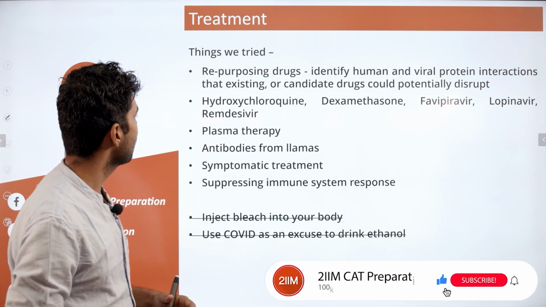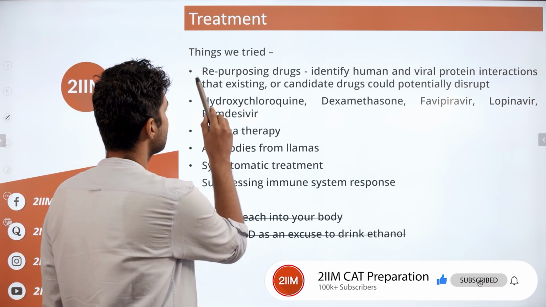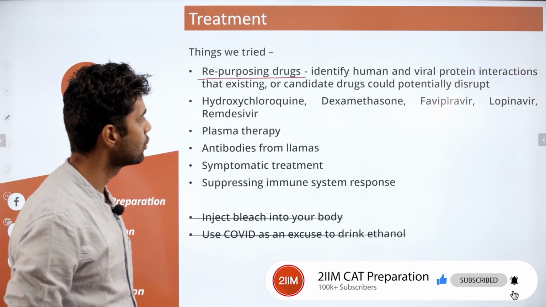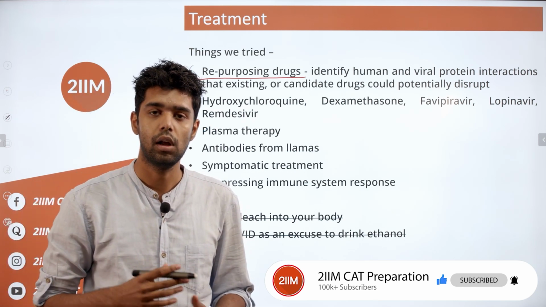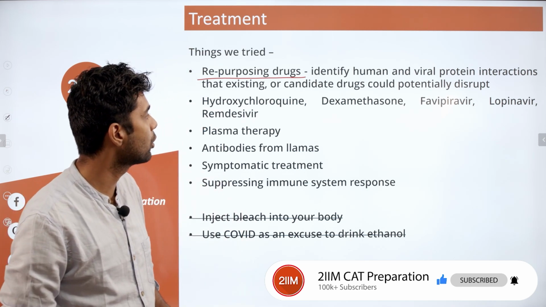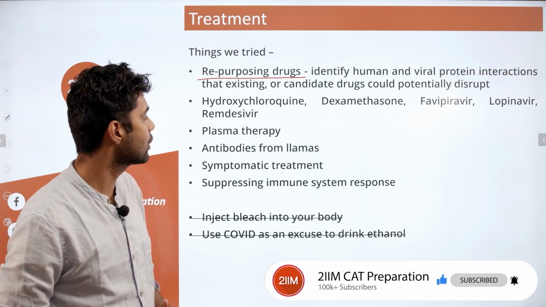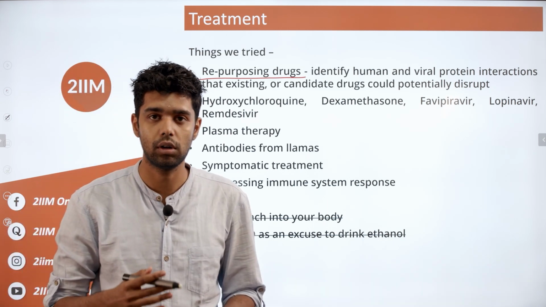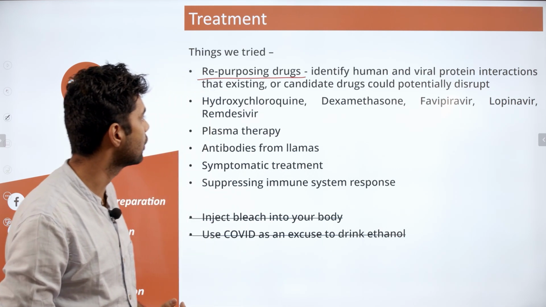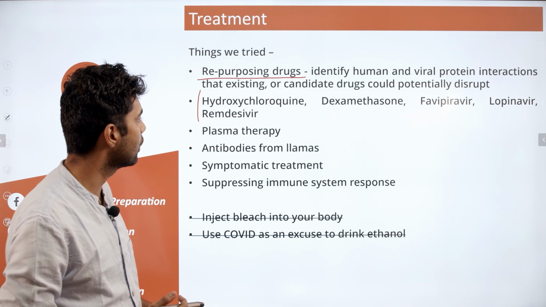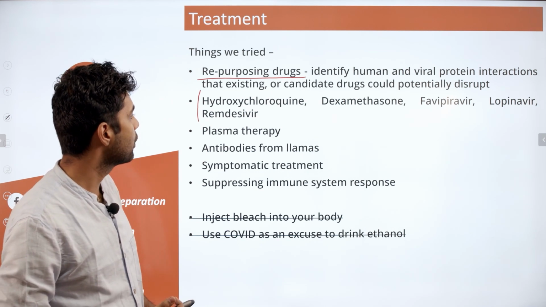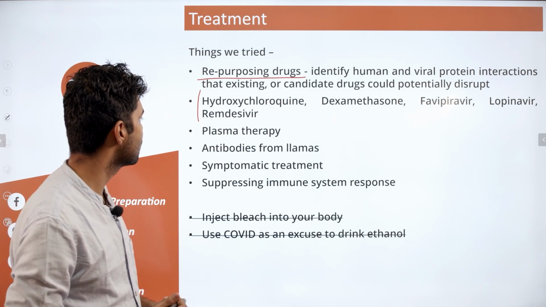So what is the first thing that we have done for treatment? We've tried to repurpose different drugs that already exist. So how do you do that? You first try to understand the interactions between the human cells and the viral protein. And after understanding those interactions, you could possibly use some other drug which will target those interactions and disrupt those interactions. So some of those drugs which were tested were hydroxychloroquine, dexamethasone, favipiravir, lopinavir, and remdesivir.